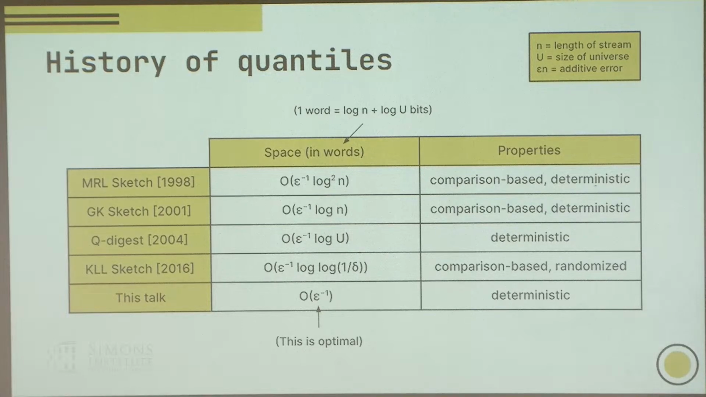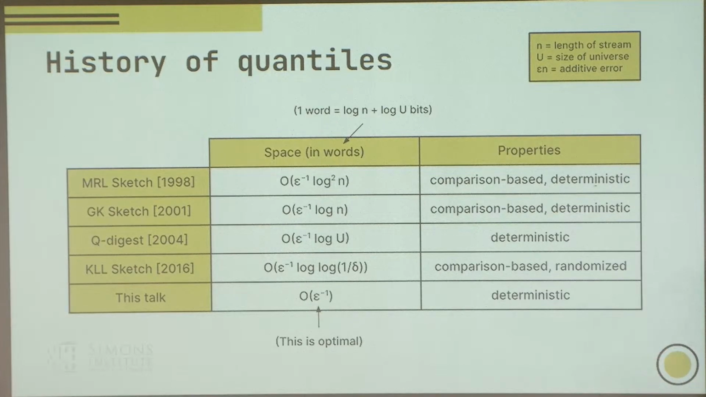Here I use the word word to mean basically the maximum of log n and log u bits. We're assuming that you're doing this whole thing on a machine where the machine word can store the number n and can store the number u, or numbers up to n or u. So the space of the MRL sketch was epsilon inverse times log squared n, and this was improved 3 years later by Greenwald-Khanna in 2001 to epsilon inverse times log n. So they chopped off a log factor from this.